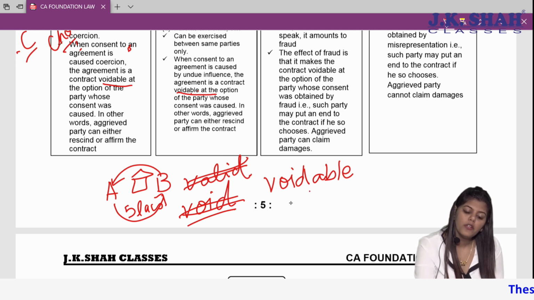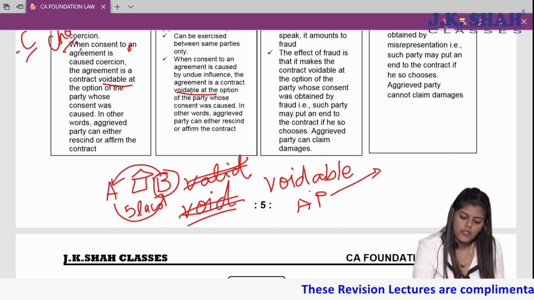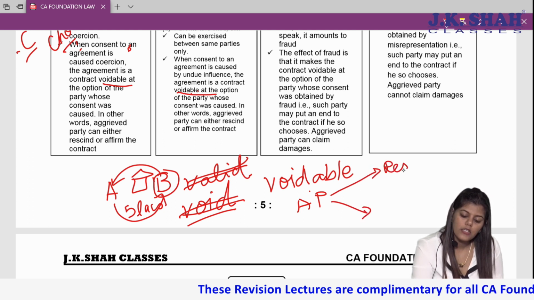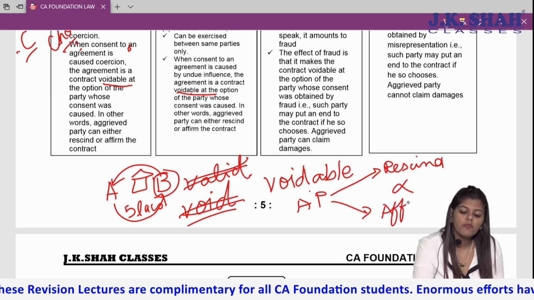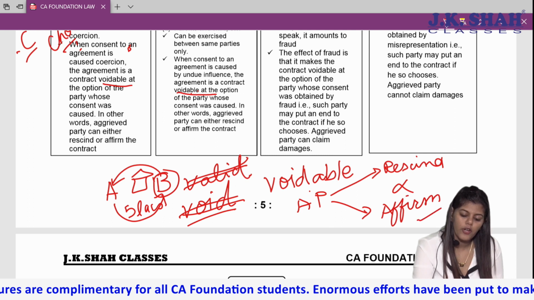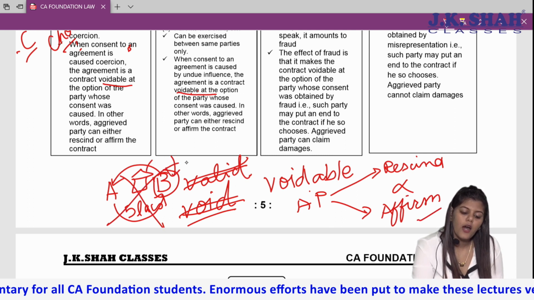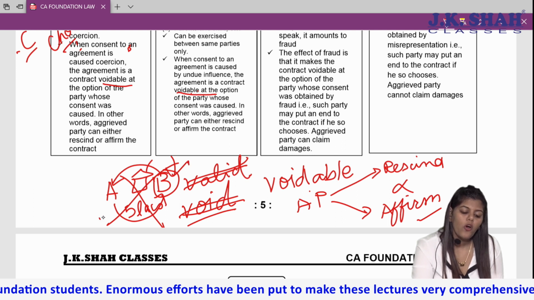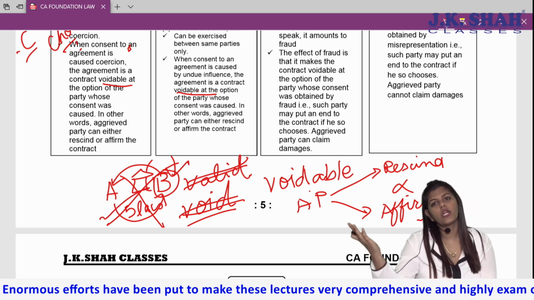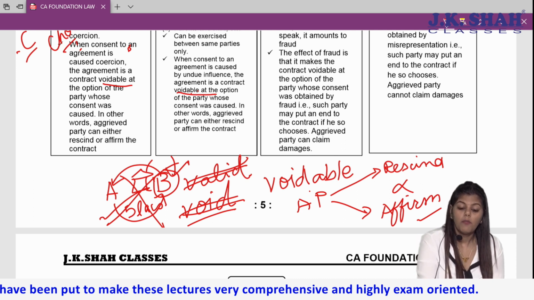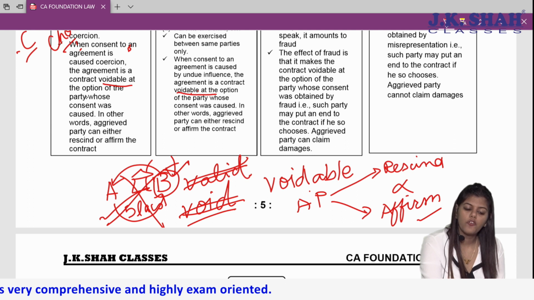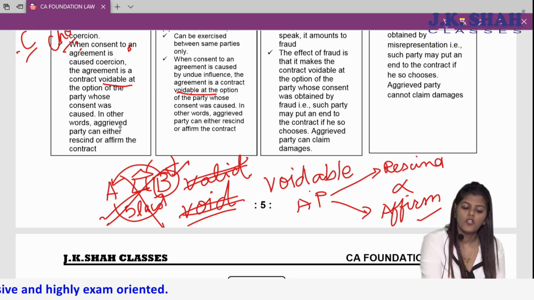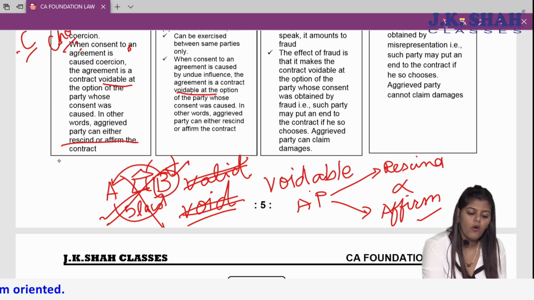So in voidable, the aggrieved party, that is the weak party, has two choices. Either he can rescind the contract, that is cancel the contract, or he can affirm the contract, that is continue the contract. So B can cancel the contract, get the house back, things will become normal, or he can continue the contract and continue selling the house for 5 lakhs. It's his choice, but only the weak party gets an option. So it's voidable at the option of the party whose consent was caused. So the aggrieved party can either rescind or affirm the contract.